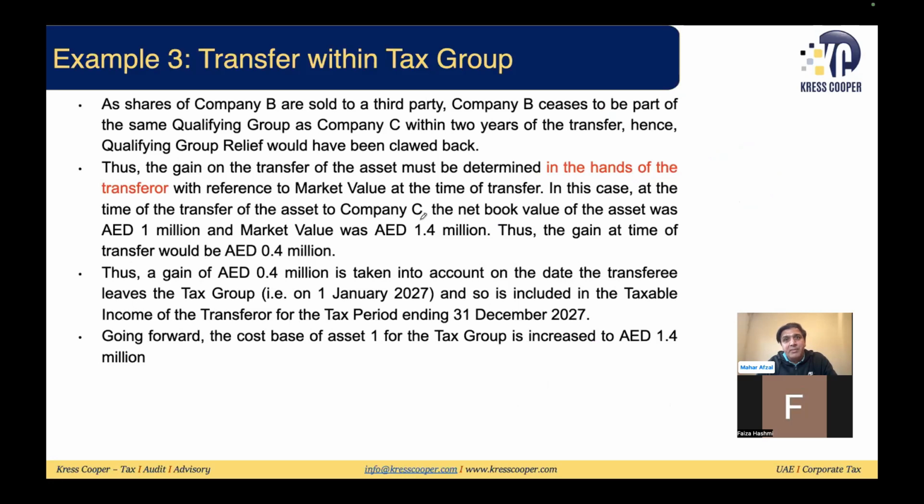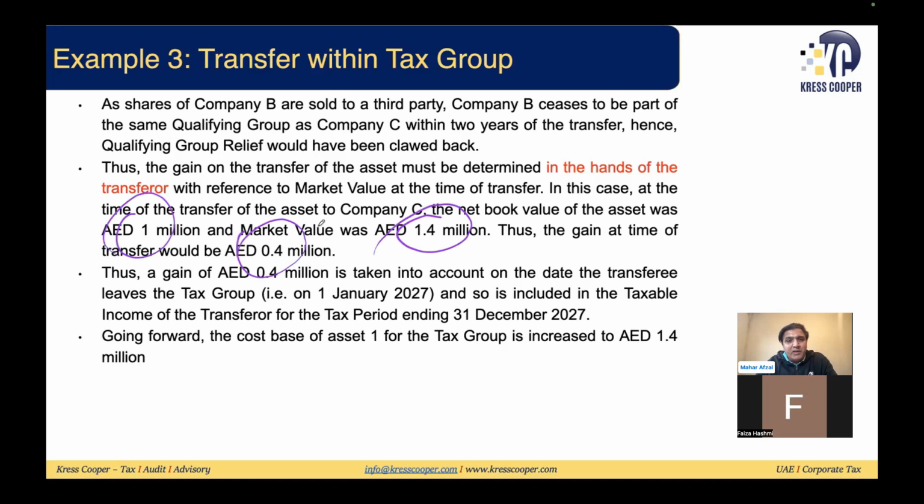The 75% condition is not being met even. Company B ceases to be part of the same qualifying group as Company C within 2 years from the date of transfer, and the qualifying group relief would have been clawed back as well. The gain on the transfer of the asset must be determined in the hands of the transferor at the market value. This is mentioned basically 1.4 million, so 0.4 million gain. It will be subject to tax in the hands of the transferor.